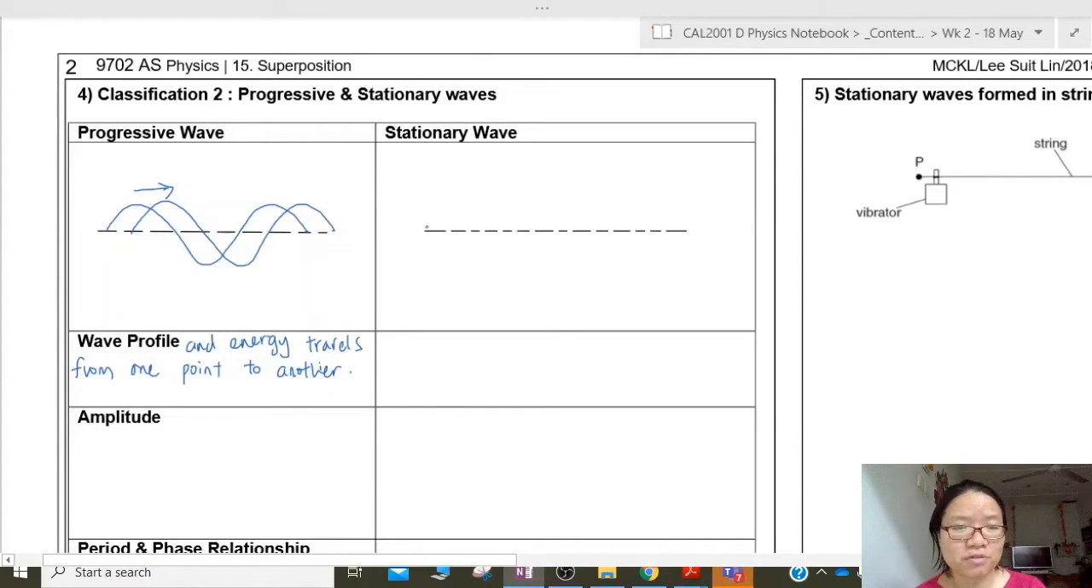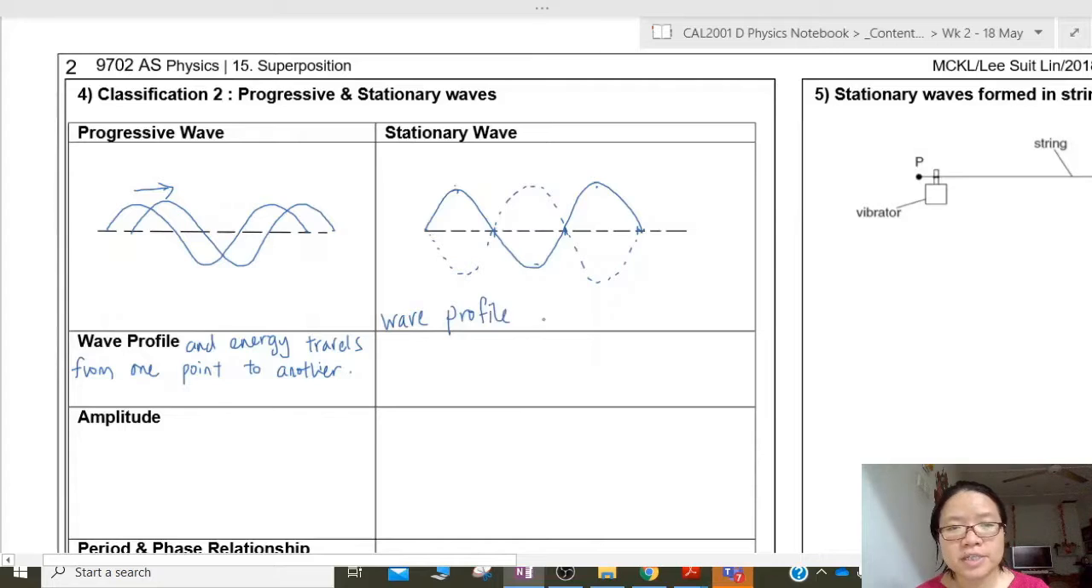Anyway, the energy will travel from one point to another for progressive wave, hence it progresses. For stationary wave, I'm just going to draw a rough drawing here for you. Because it is in place and we are not in Hogwarts, I cannot animate the GIF for you. But I'm just going to draw a dotted line to show the alternative maximum position. But there's only one wave.